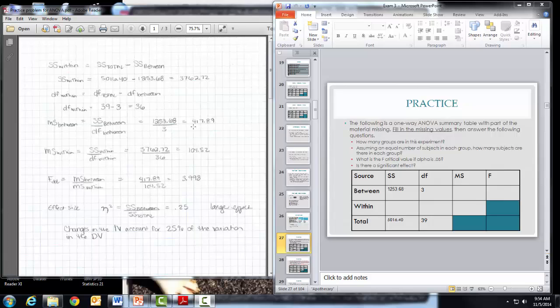And then for mean squares within, I've calculated sums of squares within is this top number and the degrees of freedom within is the bottom number. And so I'm going to divide, and I'm going to get a 104.52.